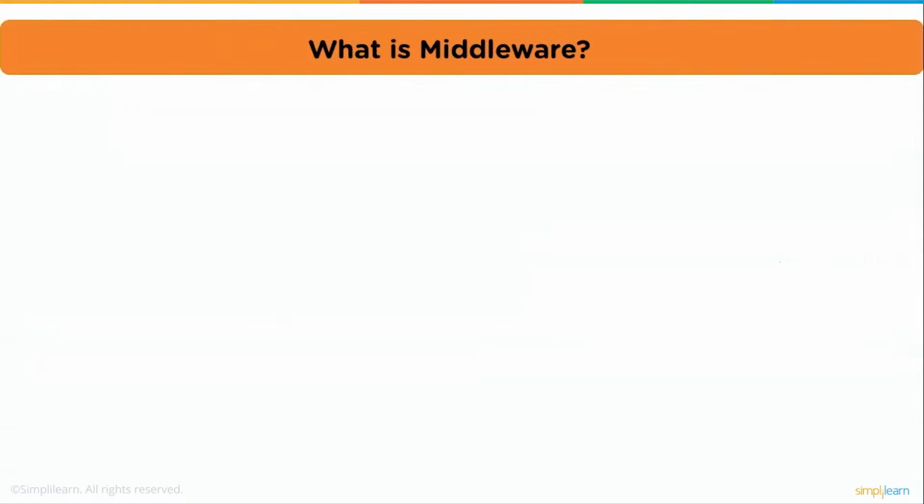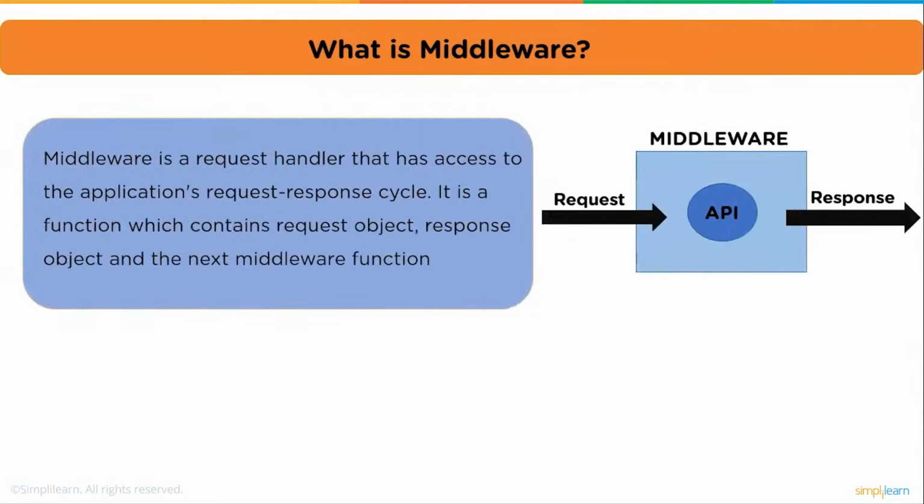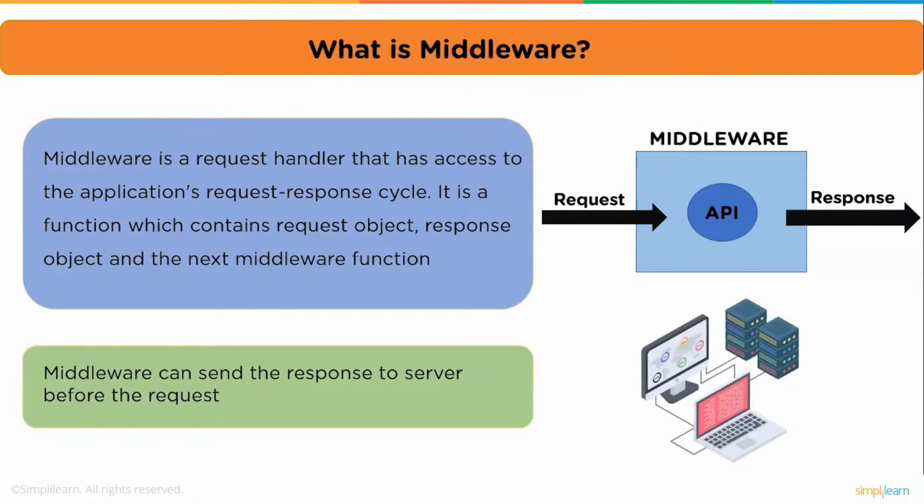What is middleware? Middleware is a request handler that has access to the application's request-response cycle. It is a function that contains the request object, response object, and the next middleware function. Middleware can also send the response to the server before the request. The next middleware function is commonly denoted by the variable named next. Simply, middleware is a function that can only be applied using routers. With the help of middleware, we can access and modify request and response.